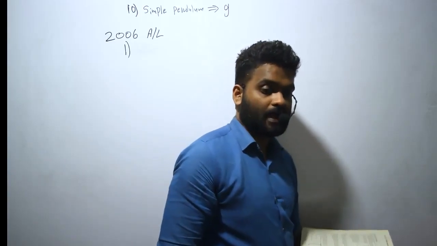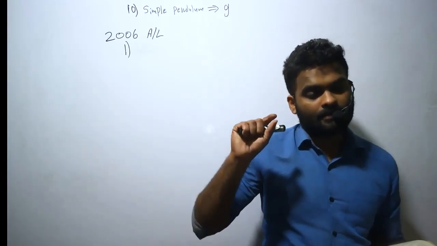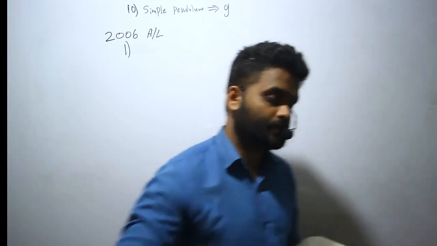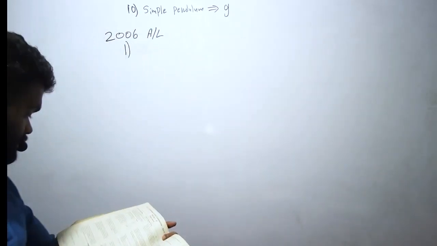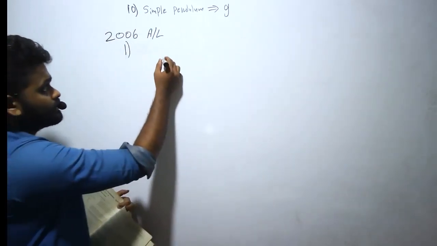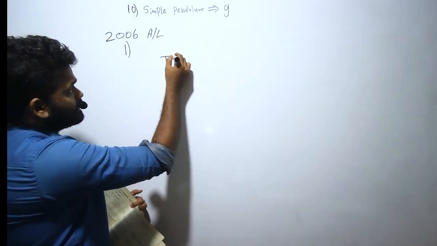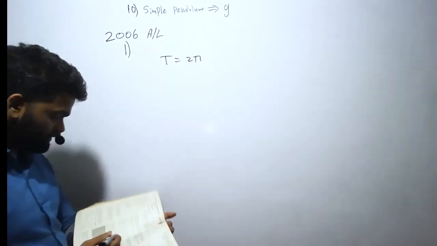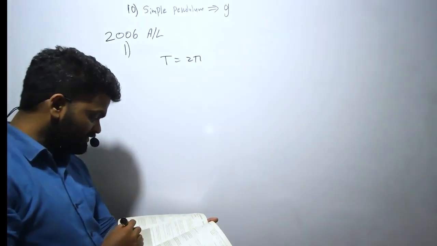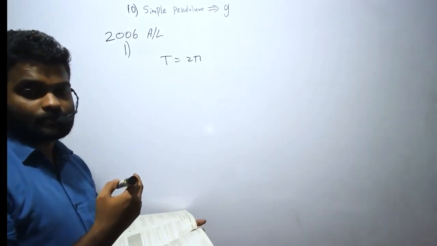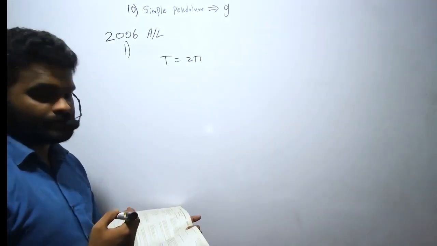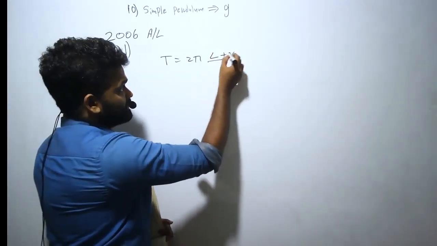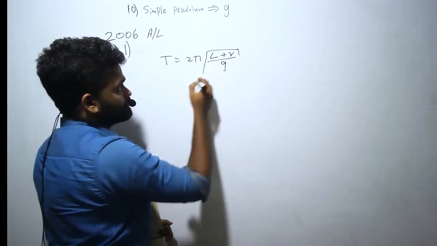Okay, in part C, they are saying that the bob has a radius, right? So you have to rewrite the expression. So what is that? T equals 2 pi root. Instead of L, you have to put what? I told you that it should be the distance to the center of gravity. So instead of L, it should be L plus r, divided by g.